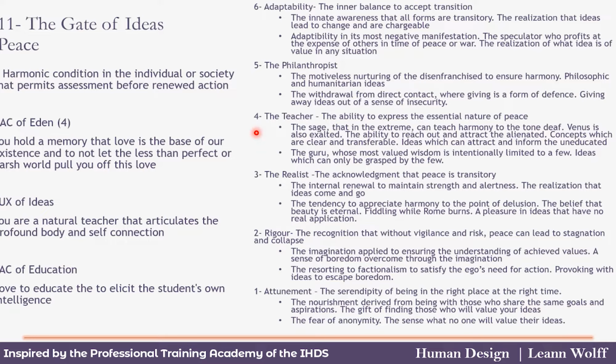So the philanthropist here, this fifth line, this is the highest echelon of the hexagram, the motiveless nurturing of the disenfranchised to ensure harmony, philosophic and humanitarian ideas. Now, I'm going to give you a little bit of my biased view here. And it really is like, pay attention to who we call philanthropic on this planet. Let's just say it like that.